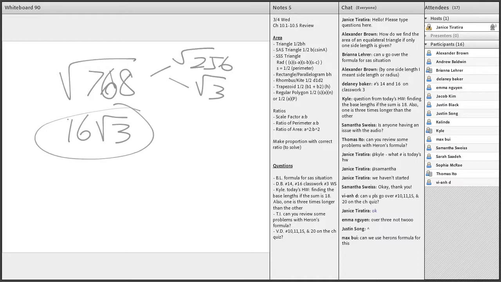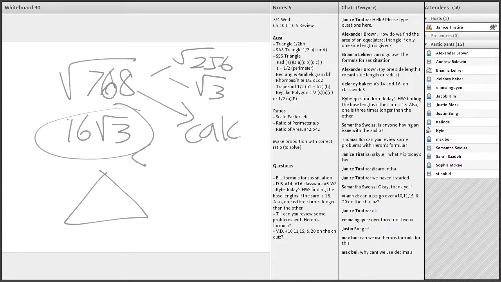It's just a little bit more intense. I feel like it's unnecessary, but yeah. Okay, so originally you could put this in your calculator and you'll get a decimal, which is the same exact thing. So if you do rad 768, you'll get 27.7, which is the same as 16 rad 3.